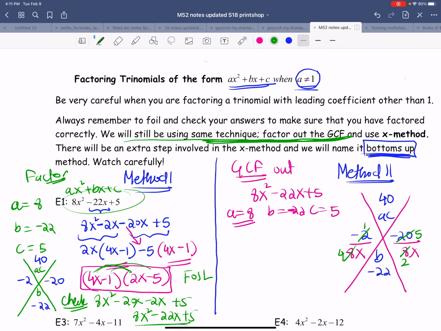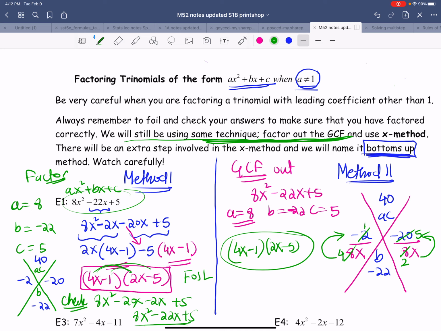So this is where the bottoms up comes into the picture. 4x minus 1 from the bottom going to the top, and 2x minus 5. So there are my two factors, 4x minus 1, 2x minus 5. Again, you can check your answer by multiplying. We already did that in the previous method, so I'm not going to do that again. From now onwards, I'm going to stick with the bottoms up method because I think it's a little bit faster than the other method. But you feel free to use the one you like more.